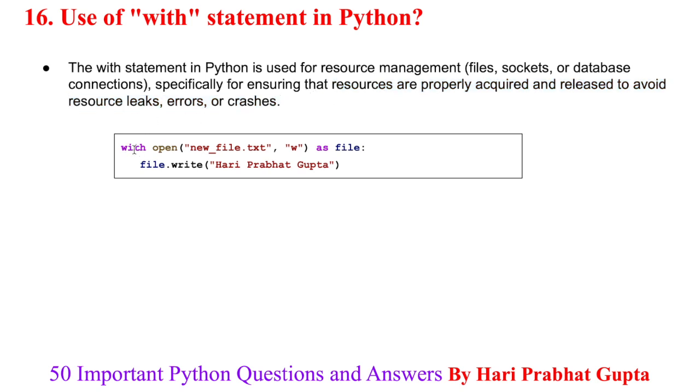In the given example here, the with statement is used to open a file named new-file.txt in write mode, W. This means that any data written to the file will overwrite the previous content of the file, and the open function returns a file object that one can use to read from or write to the file.